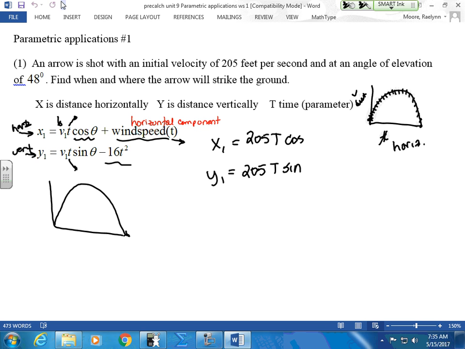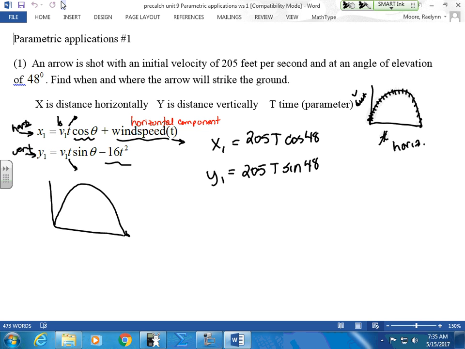Easiest way to start: velocity, t, cosine, sine. My angle of elevation, excuse me, is 48 degrees. Again, we're staying in degrees. I have no wind speed, so that's all I have for x. I start here at the 0, so I'm okay there.